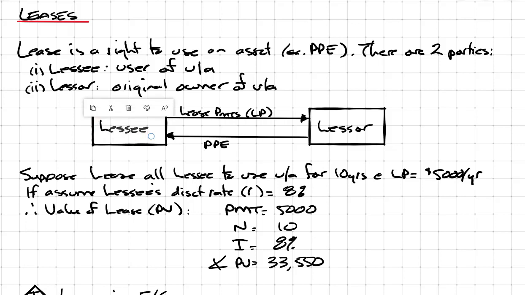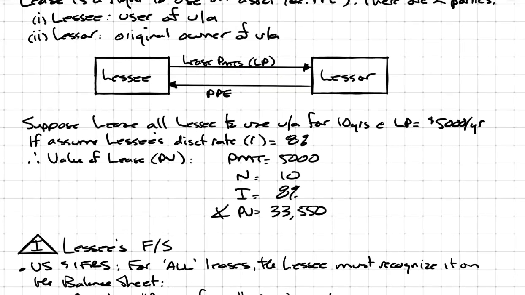Here's the lessee, which is using the underlying asset. And in exchange, the lessee will be making lease payments to the lessor for the right to use that asset. So let's give some numbers to this illustration. Suppose that the lease allows the lessee to use the underlying asset for 10 years at lease payments of $5,000 a year.